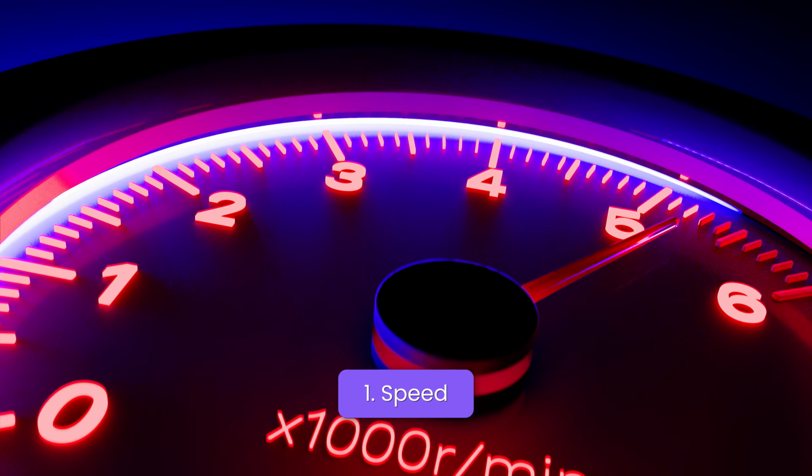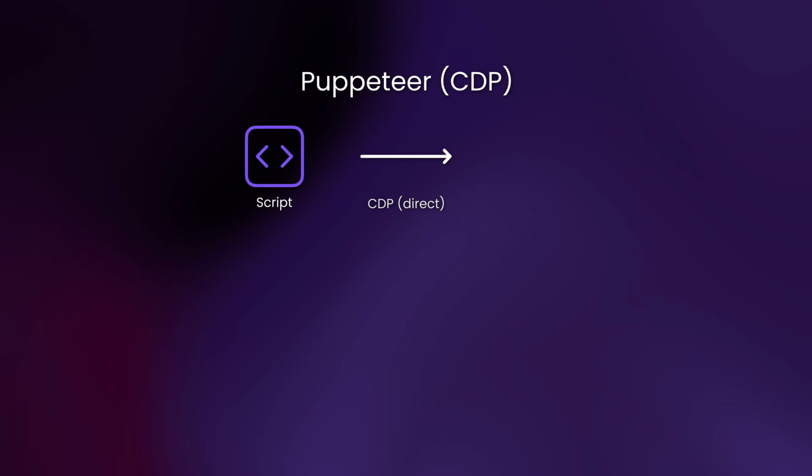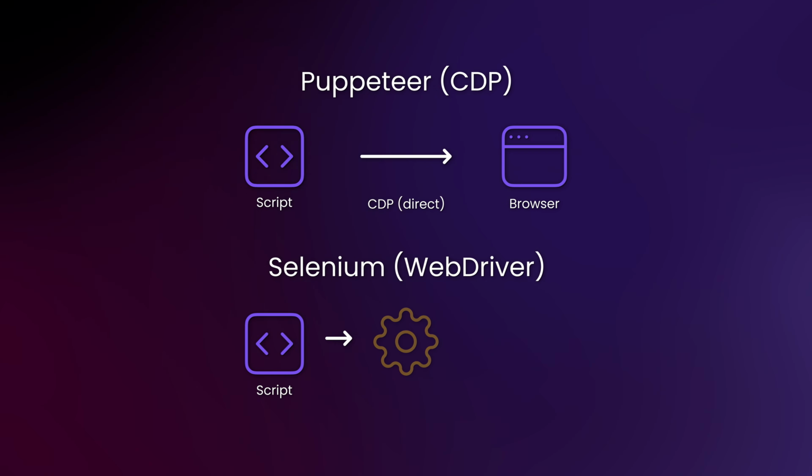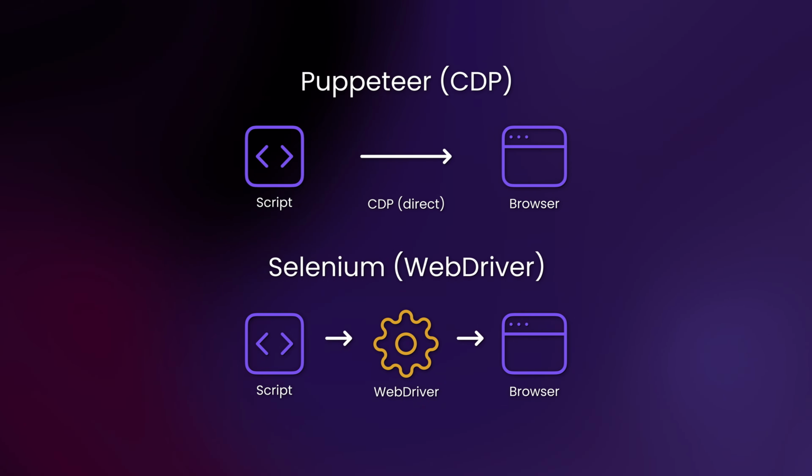First, speed. Puppeteer talks to Chrome through CDP, a direct connection. Selenium, on the other hand, routes commands over HTTP through a separate driver process, which adds roughly 50 to 200 milliseconds per action. In a short script, you won't feel it, but with 10,000 tasks, that adds up to minutes.